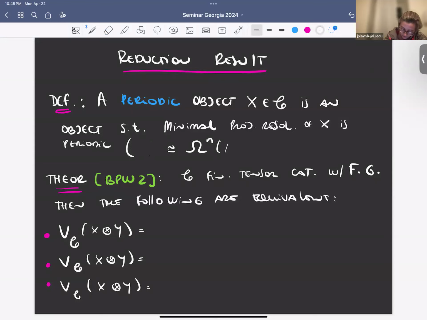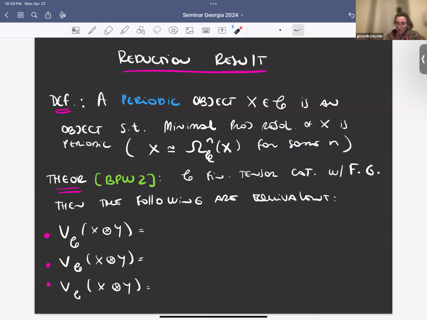Sorry, X. It's because when we develop this, we use module categories. For some N. This is just the image of the differential, the nth differential here. So that's periodic. So one of our results is related to this periodic object. It's also related to another definition that I might mention in a little bit.